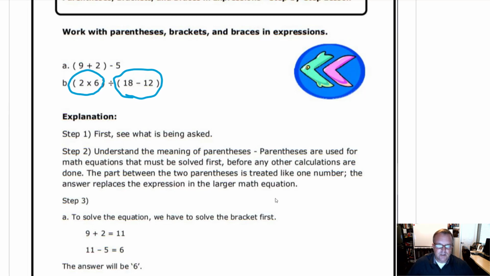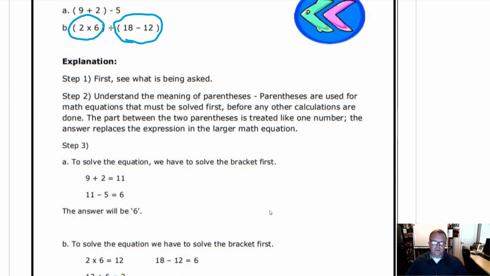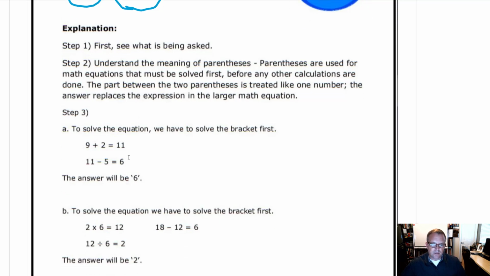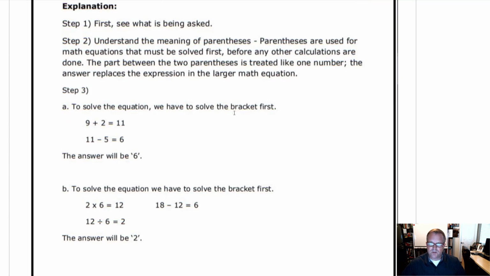Okay, explanation. First, see what is being asked. Step 2, understand the meaning of parentheses. Parentheses are used for math equations that must be solved first before any other calculations are done. The part between the two parentheses is treated like one number. The answer replaces the expression in the larger math equation. Step 3, to solve the equation, we have to solve the bracket first. Now, that's where I feel like they just made a mistake, right?